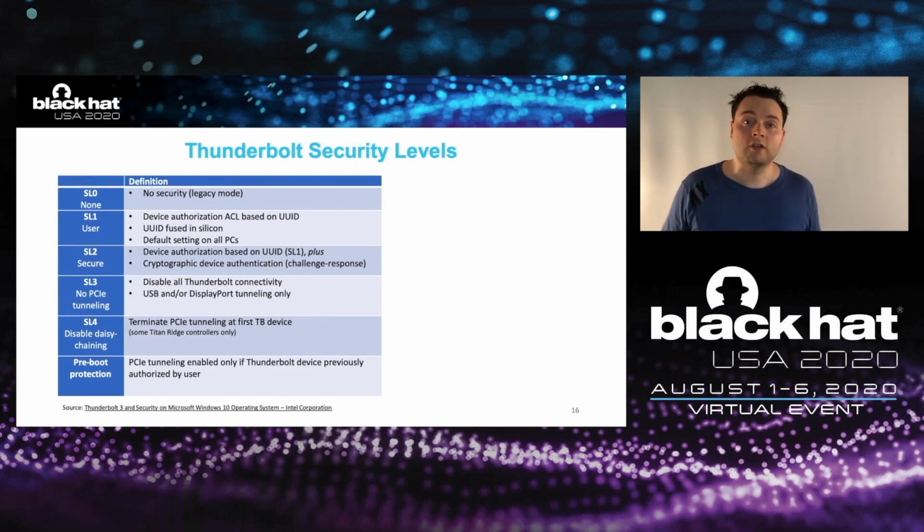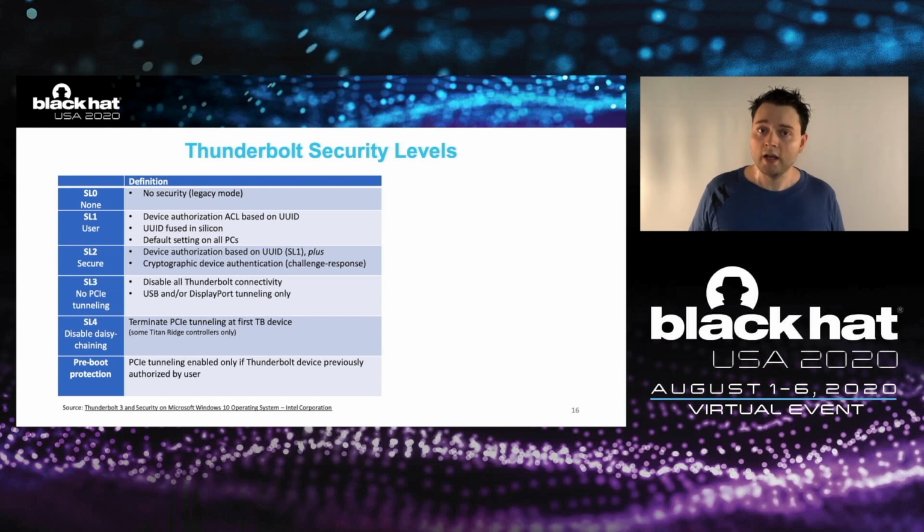So Thunderbolt security levels is a multi-step system. As a user, you can select any of these in the BIOS. So let's quickly go through them. SL0 basically is no security, so essentially the same situation as with Thunderbolt 1. There's SL1 user, where device authorization is based on the device UUID. And this is actually the default setting on all Thunderbolt equipped PCs. Then there's SL2. It's the same as SL1, but it adds a challenge-response mechanism. SL3 disables all Thunderbolt connectivity, but allows USB and DisplayPort devices.